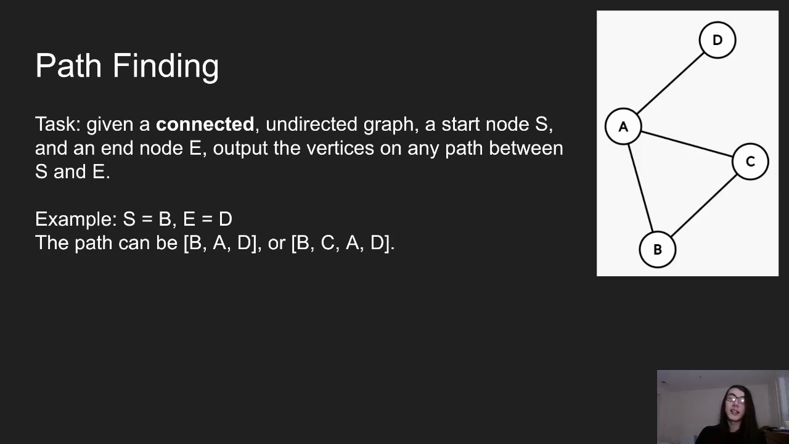You're given a connected, undirected graph, a start node S and an end node E. I'm just reading off the slide. Find and output the vertices on any path between S and E. Pause and try this. You can code it with the link in the description. You can submit it there.